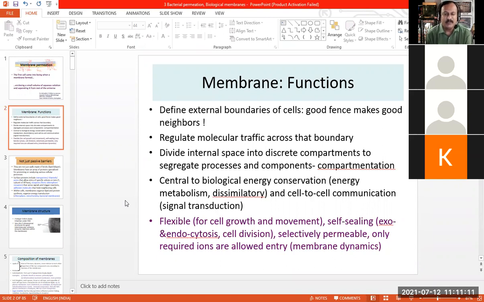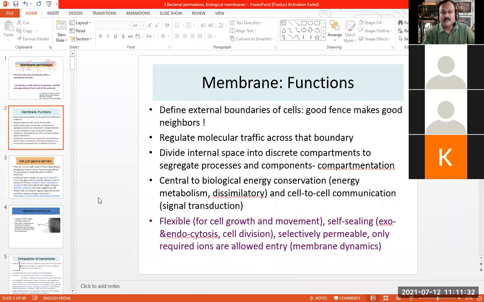But the primitive forms of life, that is the bacterial cells, do not have internal organelles, and therefore all metabolic reactions are happening inside the cytoplasm, where there is no separation of the different components and different reactions.